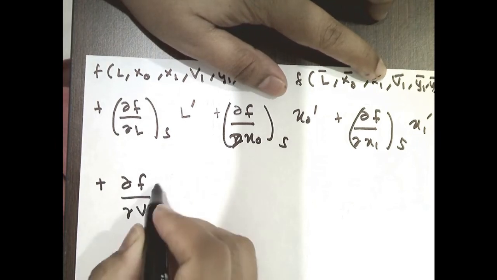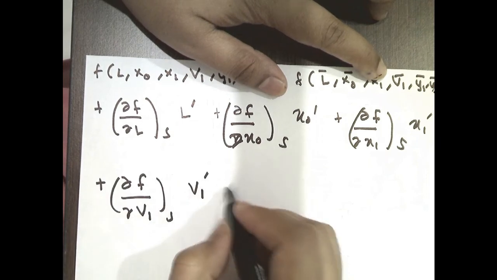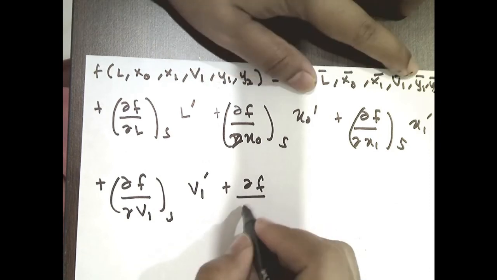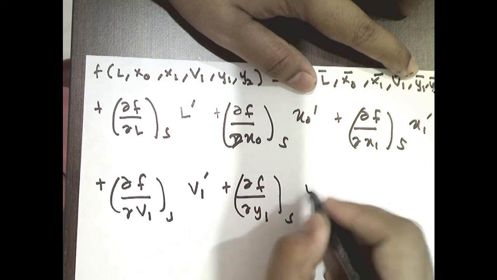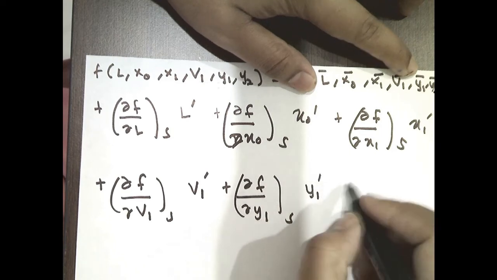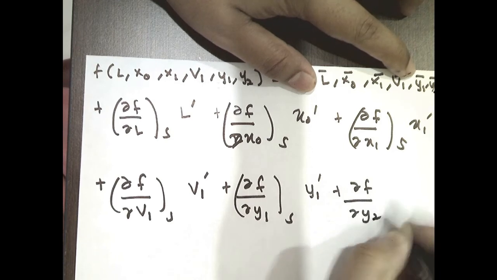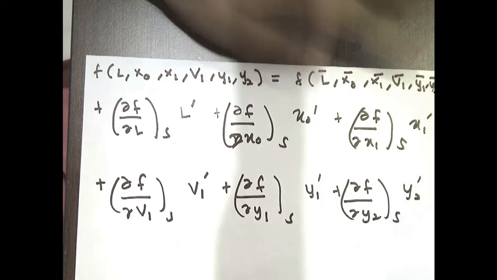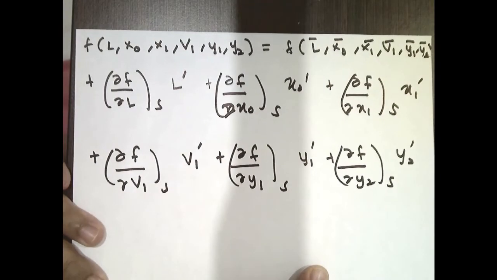V1 in a steady state, so V1 prime plus y1 steady state y1 prime, and last one is y2 in steady state y2 prime. Okay, so this is the equation.